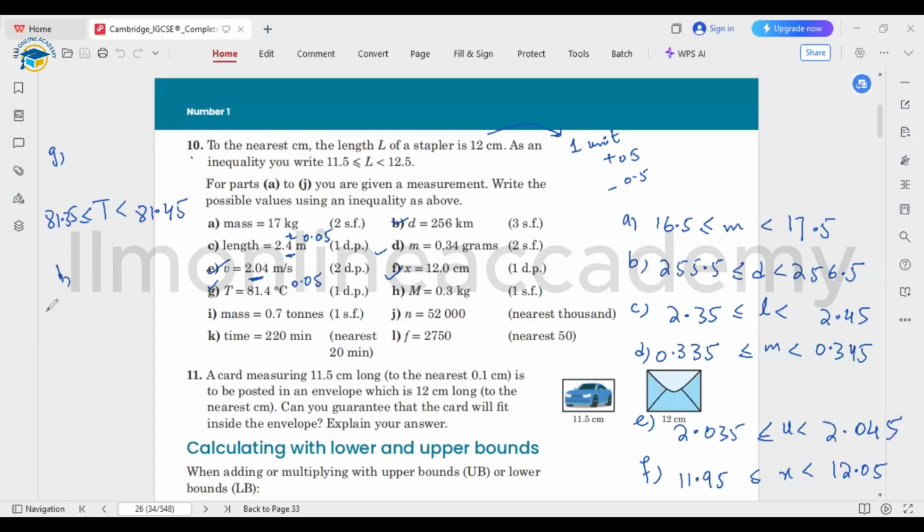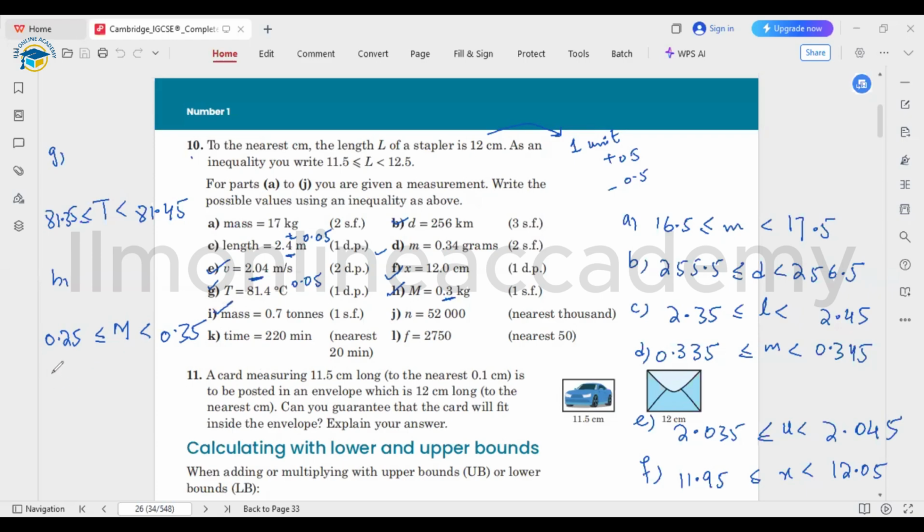Next, part number H. For this, we have M. So the number is again up to one decimal place, that is 0.3 for H part. So again, for H part, we need to add 0.05 and we need to subtract 0.05 as well. So the lower bound is coming 0.25 and the upper bound is coming 0.35. This is your lower and upper bound for part number H.